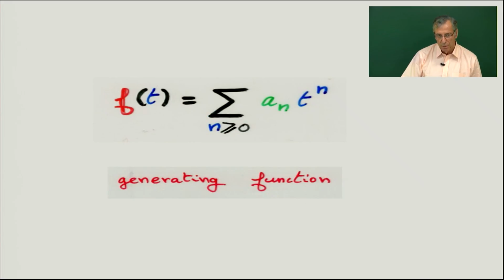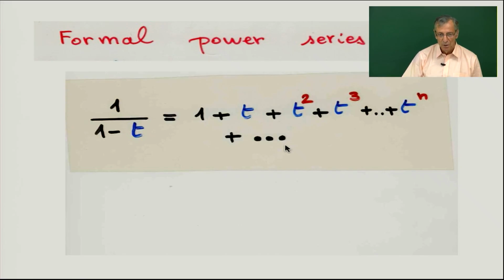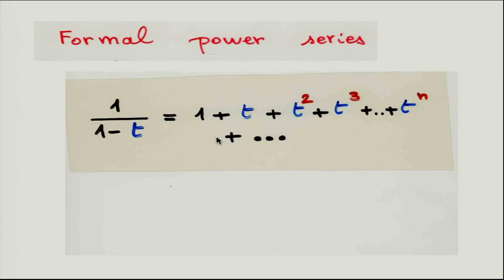So you have a kind of generating function, and maybe you can use analysis, it can be a function in analysis, but for combinatorics, everything is formal. So a few examples, a few exercises. 1 over 1 minus t is 1 plus t plus t^2 plus t^3 and so on, because if you multiply this infinite sum by 1 minus t, the terms are going to cancel two by two and you will get 1.